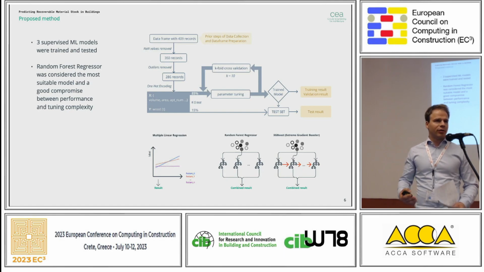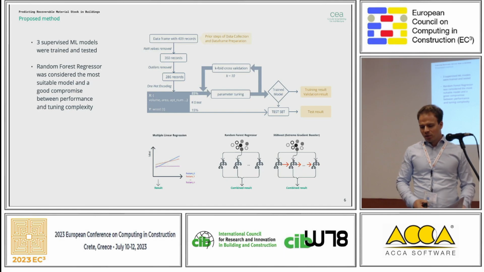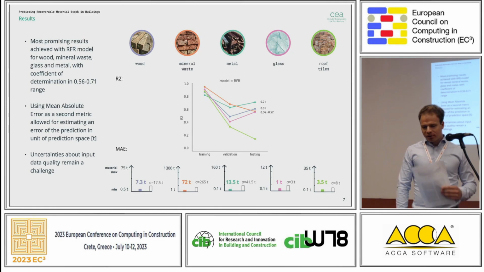The multiple linear regression was rather simple. It was outperformed by the other two models, and the extreme gradient booster was maybe a bit too powerful. We had problems with overfitting when training the models. So the results you see here are only for the random forest regression model for wood, mineral waste, metal, glass, and roof tiles.